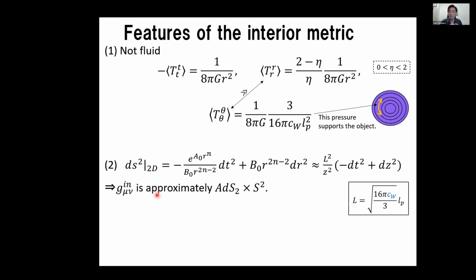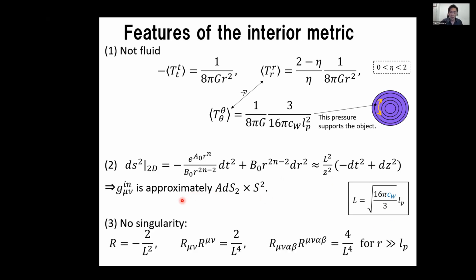Second, if you focus on the t-r part of the metric, you can write it as an AdS2 metric with this AdS radius. It is almost Planckian length. So the interior metric is approximately AdS2 times S2. And the third point, if you evaluate the curvatures, then you can find they are finite. So this object doesn't have a singularity.